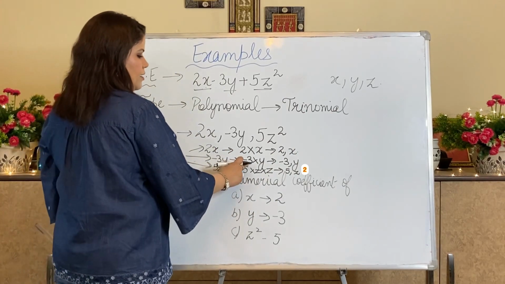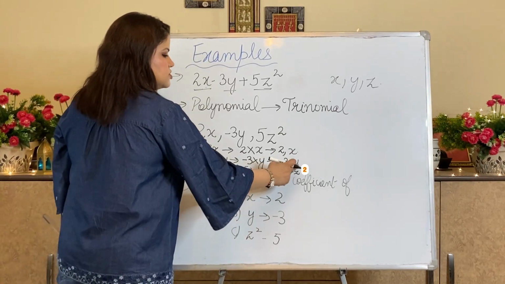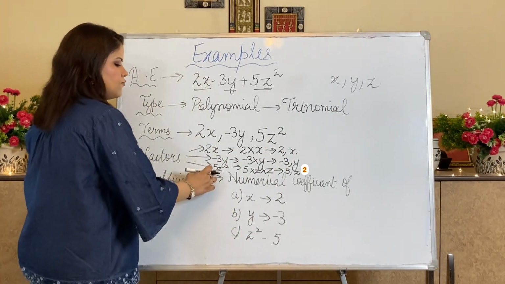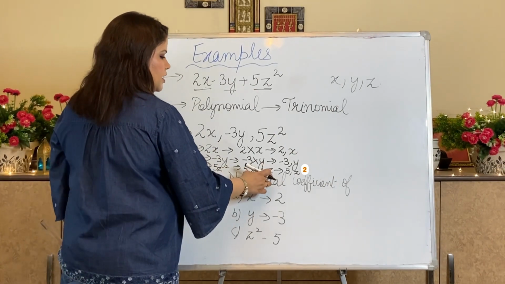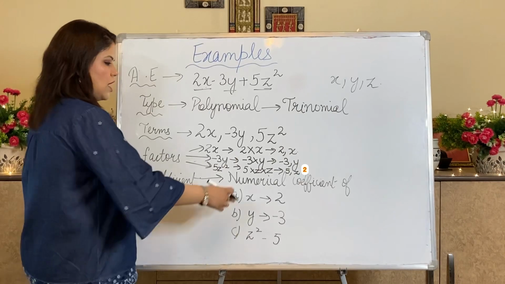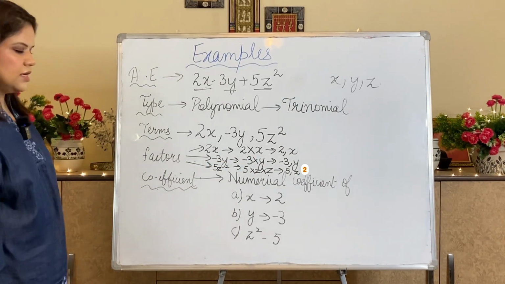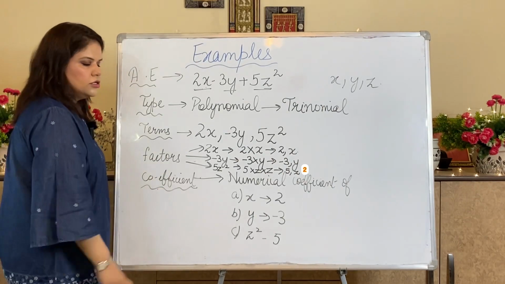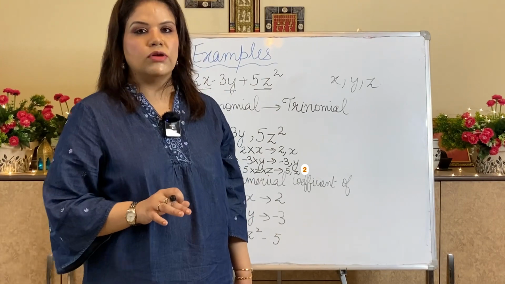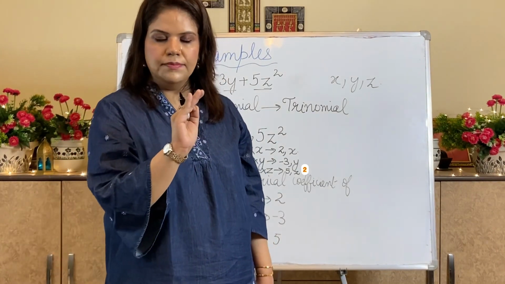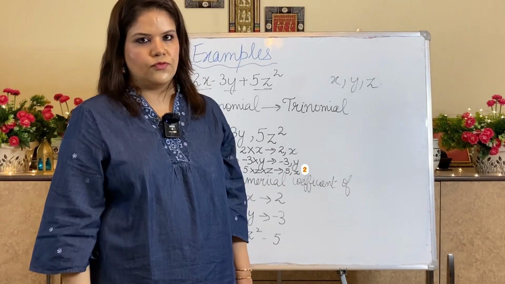Minus 3y. Minus 3 is getting multiplied with y. Minus 3 and y. 5z square, that means 5 into z into z. So I will be writing its factors as 5 comma z. And whatever coefficient we have to write, we will hide that in that term. Whatever is left, that we will write as the coefficient of it.